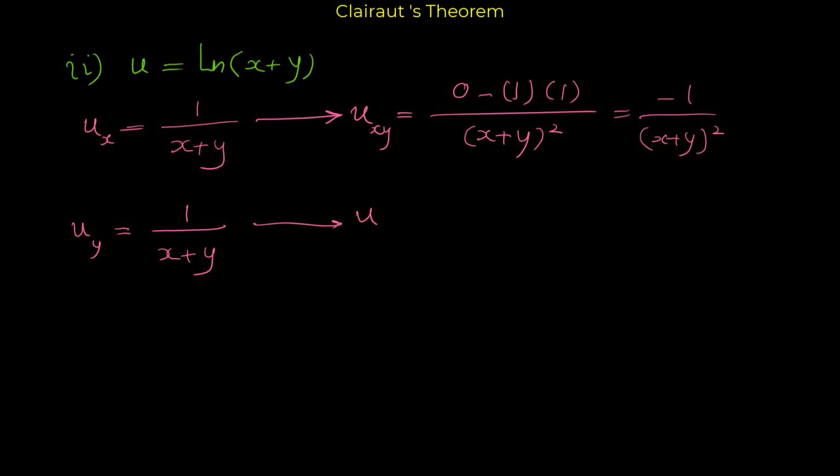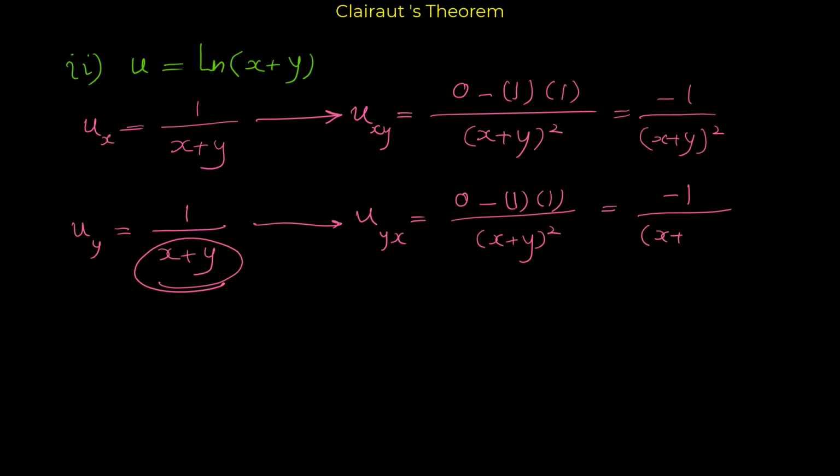Then from this, to find the derivative of this fraction with respect to x, similar to the previous part: the derivative of the top is 0 times the bottom, minus the numerator times the derivative of the bottom with respect to x, over (x plus y) to the 2, and the answer is -1 over (x plus y) to the 2. As you can see, these two are equal, so this confirms that uxy is equal to uyx.